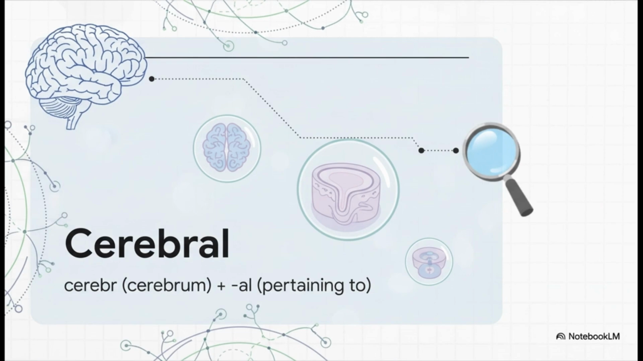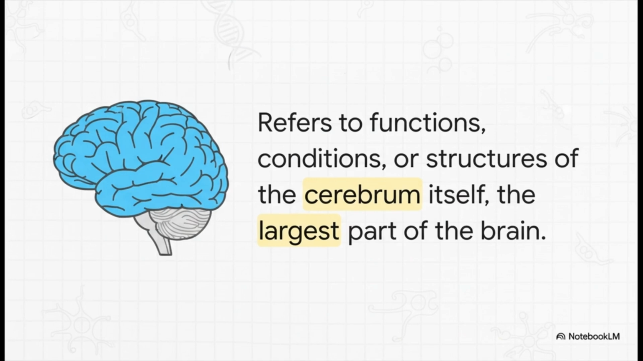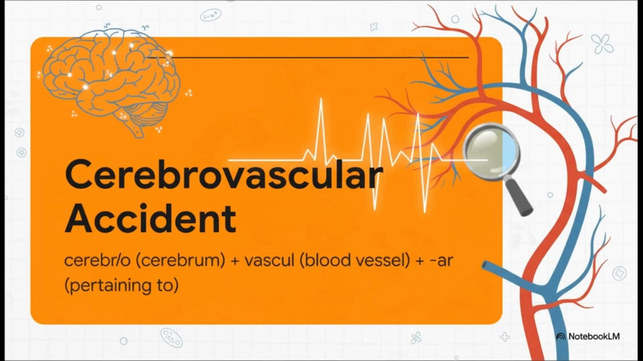Okay, so from broad, let's get a little more specific with the term cerebral. The root cerebr refers to the cerebrum, which, as you know, is the largest part of the brain, and that suffix al, well, that's just another one that means involving or related to. You see the precision here, right? We've gone from the entire head, that cephalic region, and zoomed right into a specific part inside it. So, cerebral is all about the functions, conditions, or structures of the cerebrum itself. Much more specific.